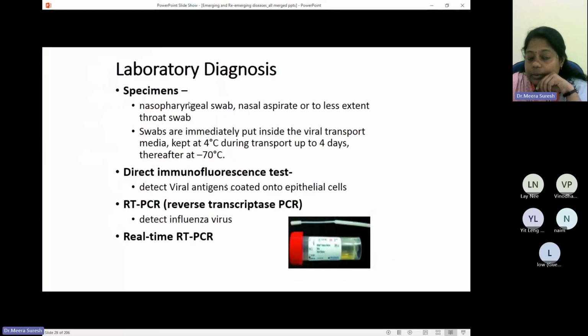Then lab diagnosis, which we already discussed. In total, we can do specimen collection and view it under the microscope. For that, we can take a nasopharyngeal swab, nasal aspirate, or even a throat swab. Swabs are immediately put inside viral transport media, kept at 4 degrees Celsius during transport and thereafter at minus 70 degrees Celsius. We can do the direct immunofluorescence test, where we can see the viral antigens, which will be the HA and NA variety.